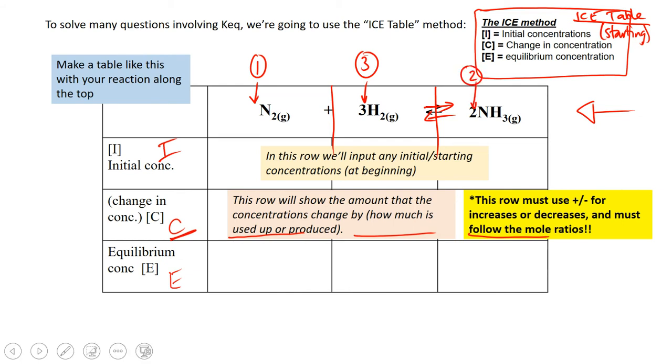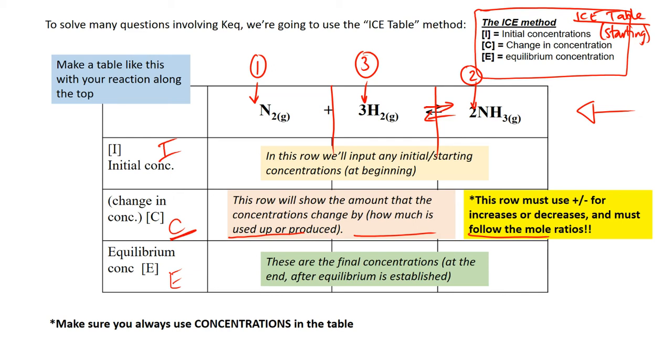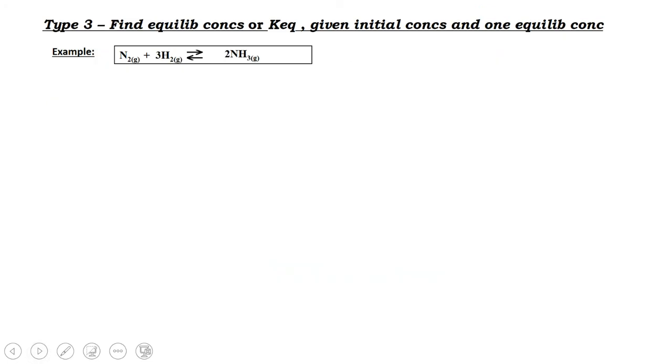And that's really super important when you're filling out that row. The last row is just the final or equilibrium concentrations. So that's when the reaction has reached that balance of equilibrium and those concentrations stop changing. So let's look at an example. The point here is really important. Always use concentration. So it's got to be molarities in that table.